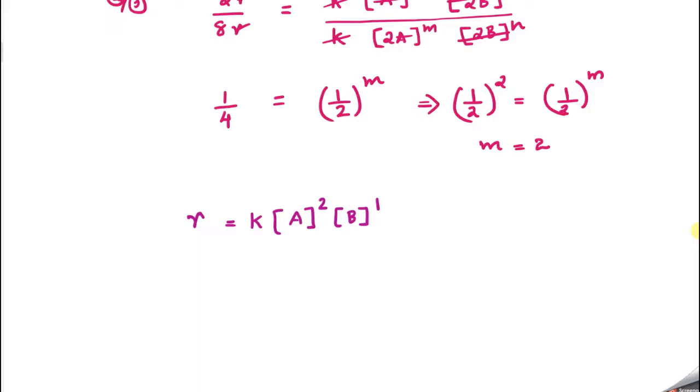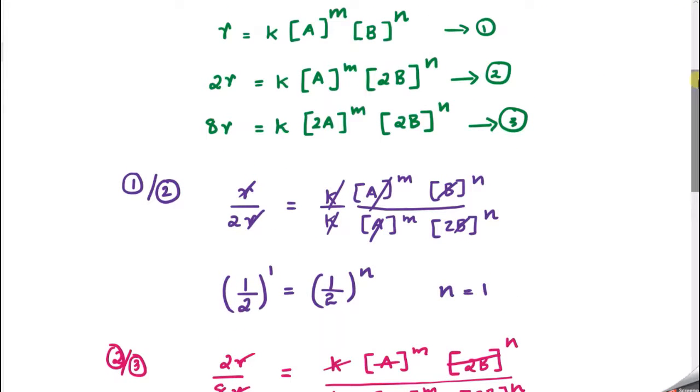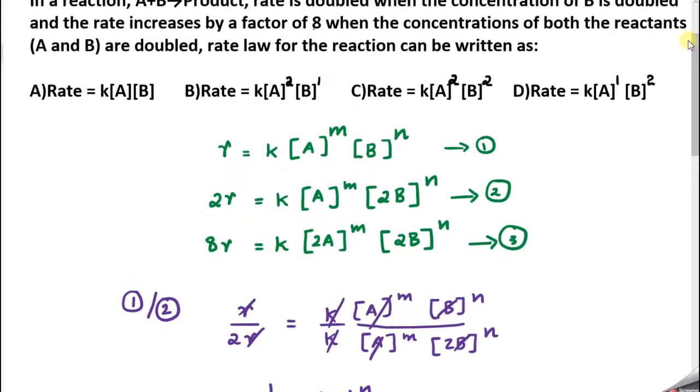Because it was m and n initially. So I got the m and n values. You remember the first equation, K into A power m and B power n. So I substituted the m and n values and I got this expression, R is equal to K into A power 2 and B power 1. So let's see whether that is present in the options or not. Okay, so in the options, A power 2 and B power 1 is present in option B. So my option B is the correct answer.